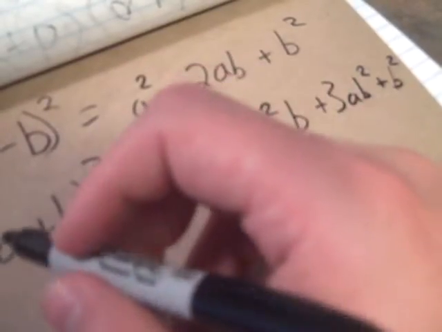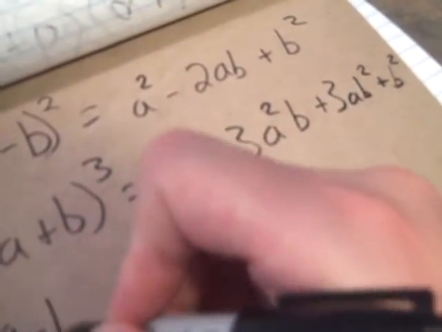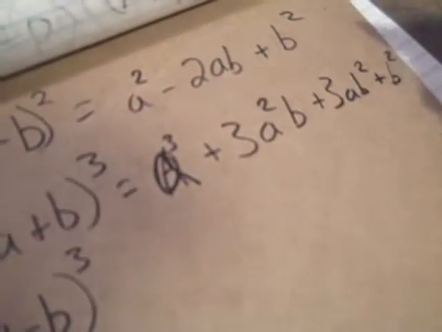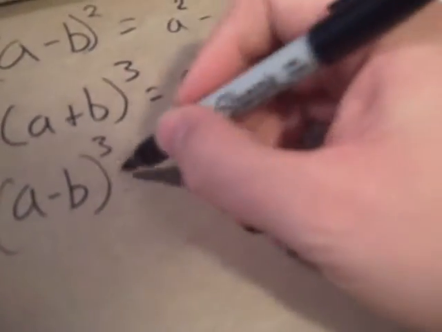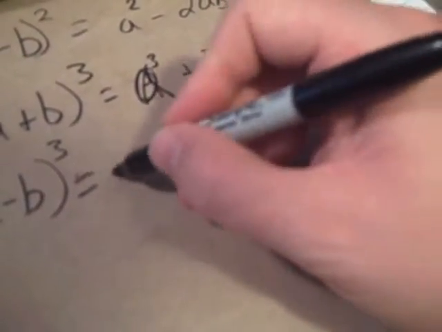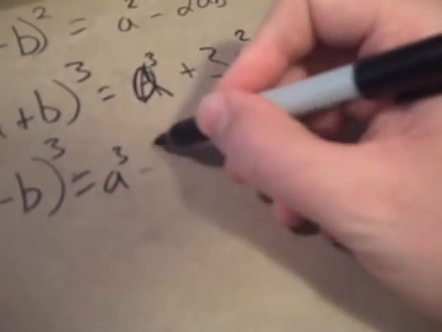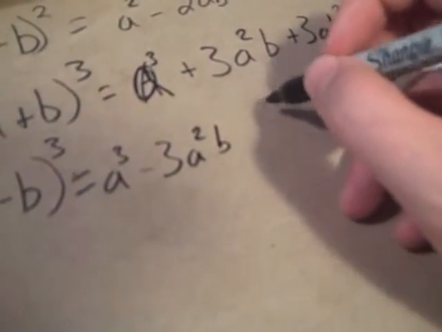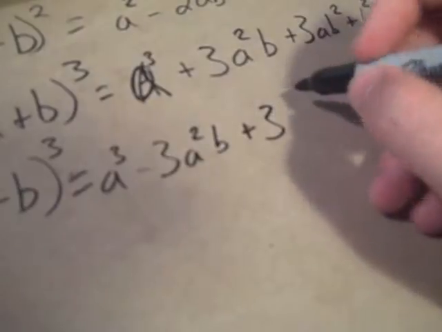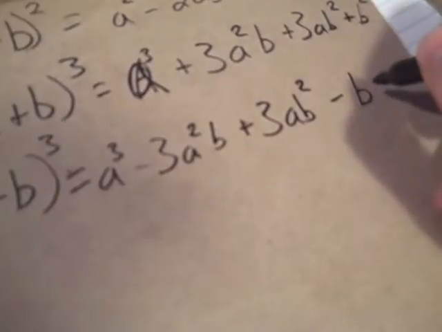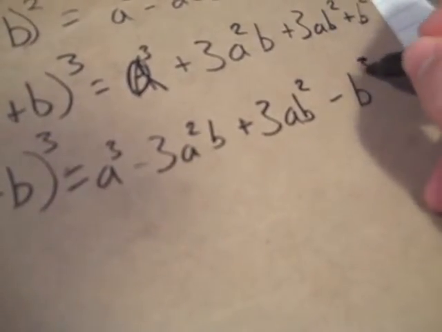It's so easy though. So let's do a minus b cubed. Alright? A minus b cubed. This is going to make it so easy if you memorize these. A cubed minus 3a squared b plus 3ab squared minus b cubed.